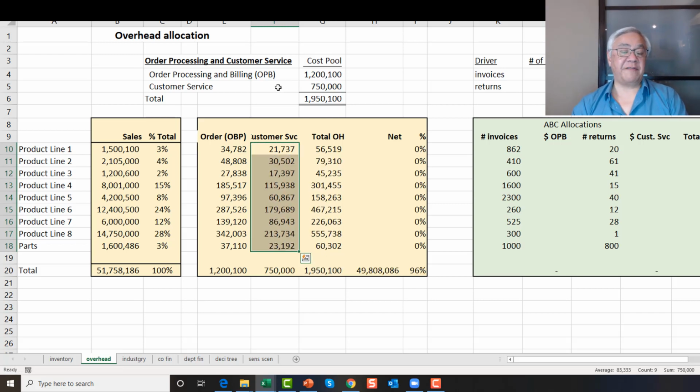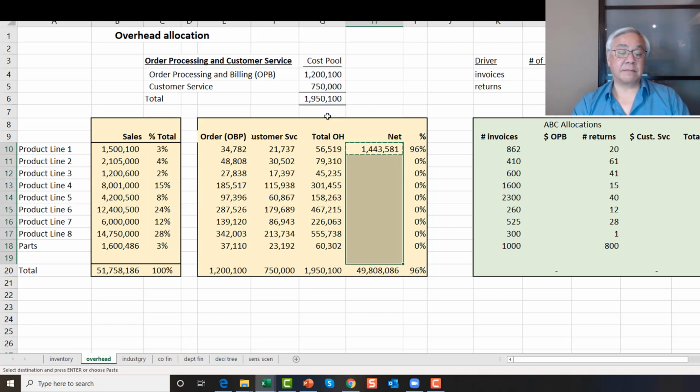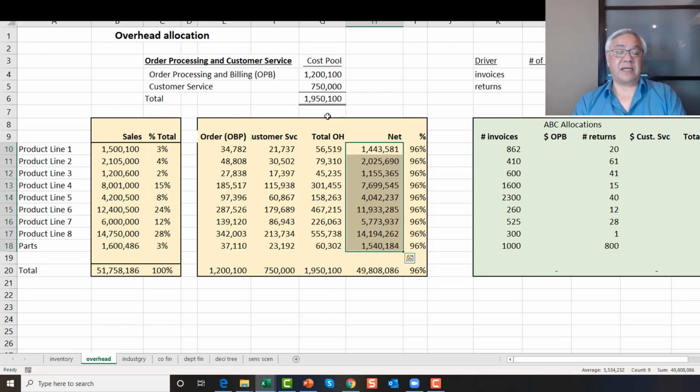And we've allocated 750. So now we have the total overhead charged to product line 1 of 34 plus 21, which is 56. So the net is the sales minus the cost, so far anyway. And we can copy that. That represents the amount of money net of these 2 overhead departments of how much we got. And no surprise, the margin or the percentage that remains is the same, 96%.